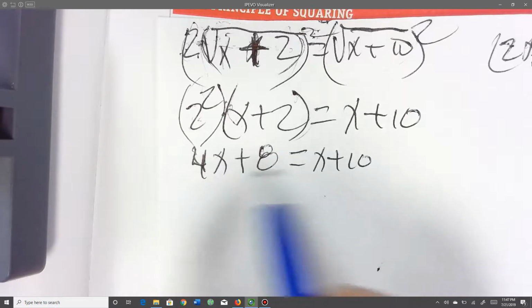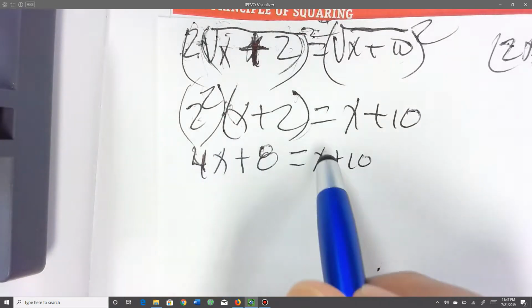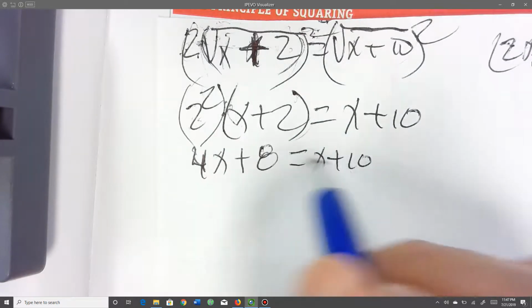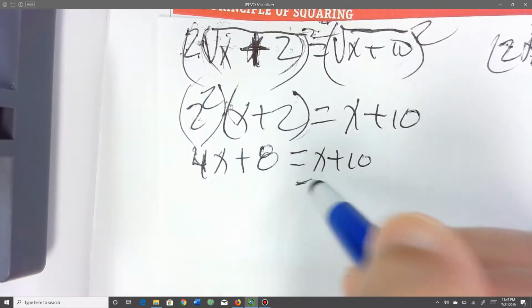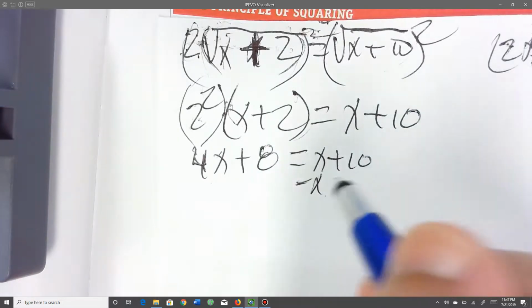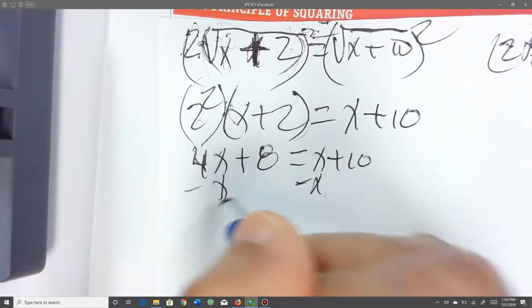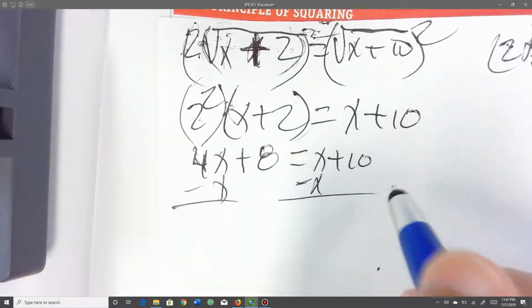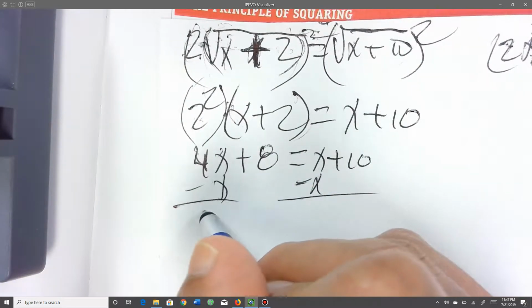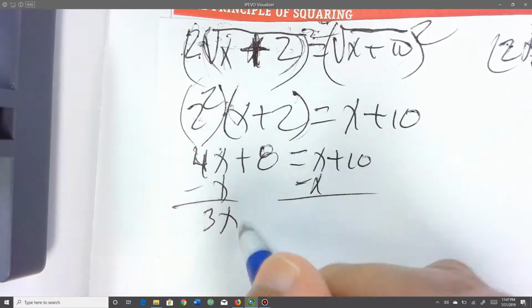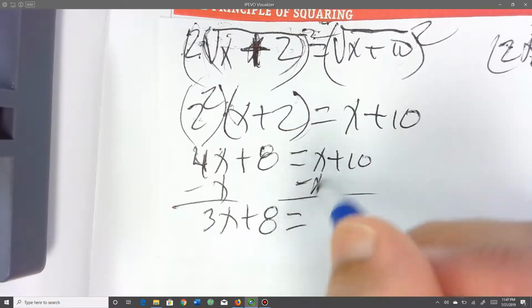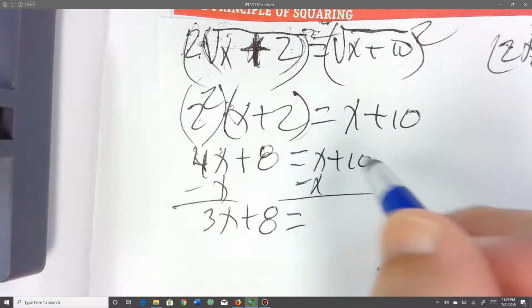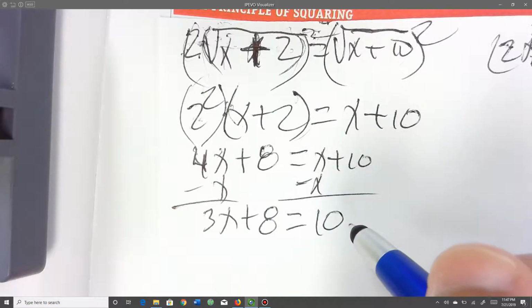Here we need to combine like terms. I can see that x to the power 1 are like terms, yes. So I need to combine it by using the addition principle. So I subtract x from both sides. I end up with 3x here. Rewrite that 8 plus 8. This adds up to 0. 0 plus 10 is 10.